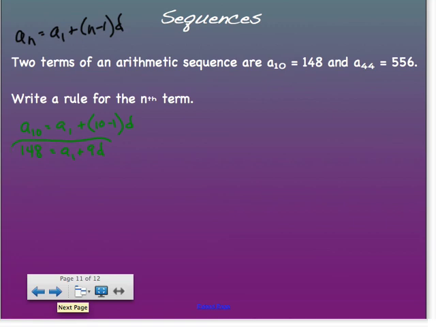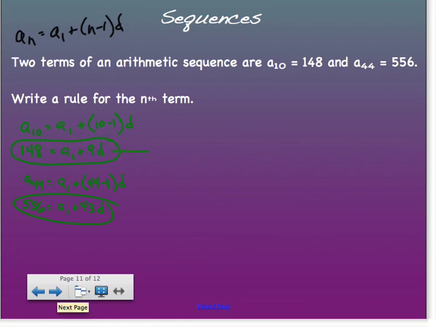Okay, here's one of my equations. Well, what about the other one? I also know that a sub 44 gives me 556. So I plug in 44: a sub 44 equals a sub 1 plus 44 minus 1 times d. Again, I'm just plugging in 44 wherever I see an n in my equation. I know a sub 44 generates 556, so 556 is equal to a sub 1 plus 43d. There's my other equation. Now it's completely up to you. I have two equations with two variables. That's a system. We should be pretty darn good at this.